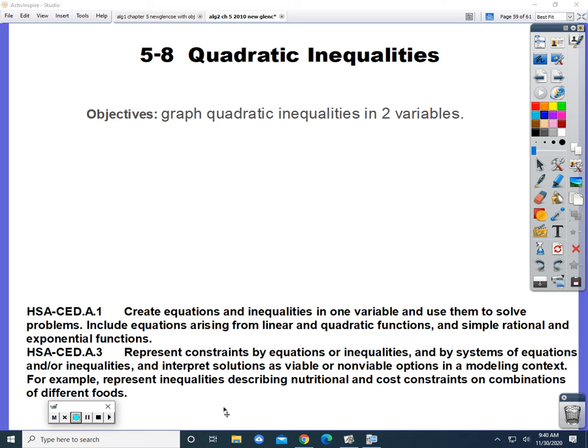Okay, we're going to learn section 5A, quadratic inequalities. What we're going to do is graph them, and there's all that stuff with the inequalities that you're going to have to look out for. You're going to have to pay attention to see if it's solid or dashed, and then shade above or below.